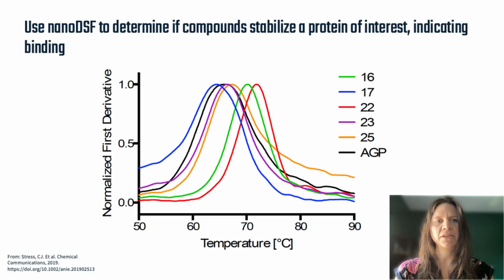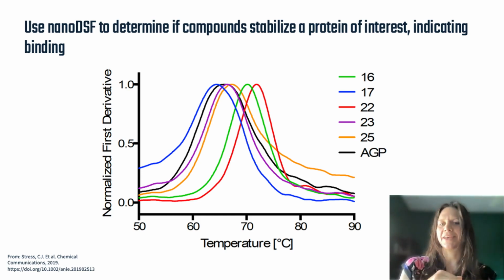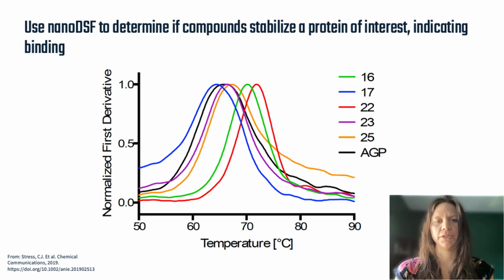So next, I want to talk about thermal shift assays. These assays are helpful tools to quickly screen for binders. When a small molecule or other ligand finds a protein of interest, it generally stabilizes the protein thermodynamically, though in some cases, it may actually see a destabilization.